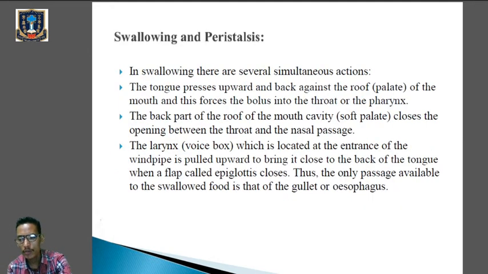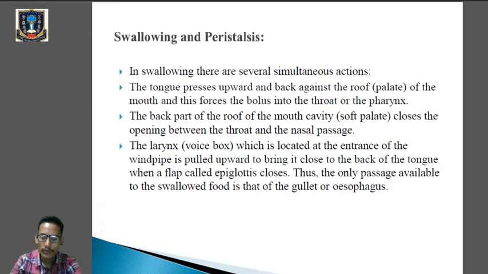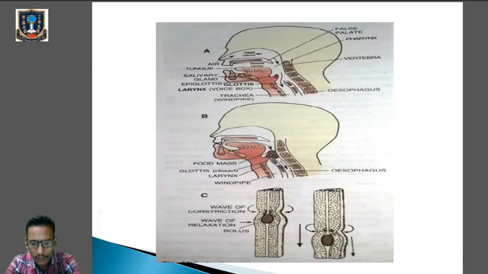Now next we will talk about swallowing and peristalsis. Clear? Before that, we'll just see this diagram. Look over here kindly. First of all, look at the labeling part. Remember the word pharynx, the salivary gland which we have discussed, and remember epiglottis and glottis, then the larynx or voice box. Then we have oesophagus, then we have windpipe or trachea.